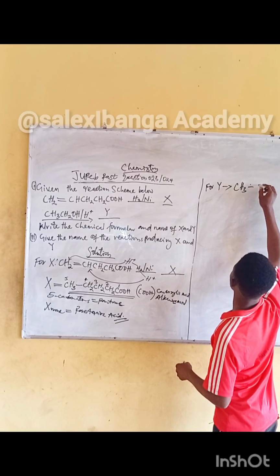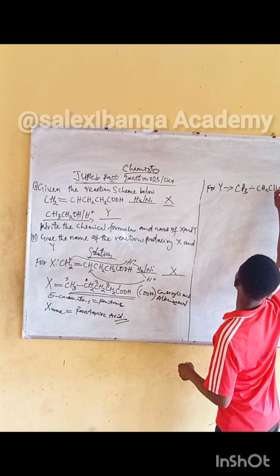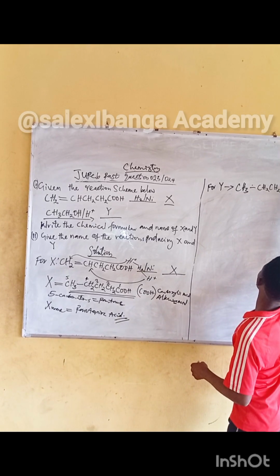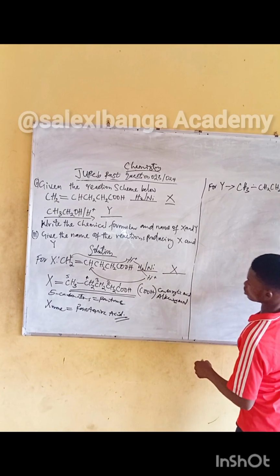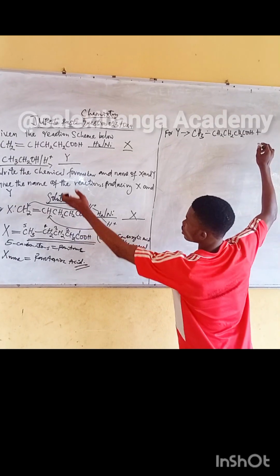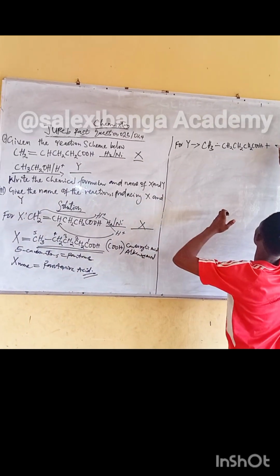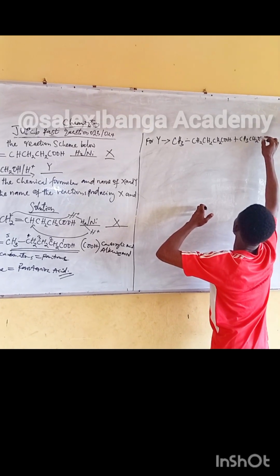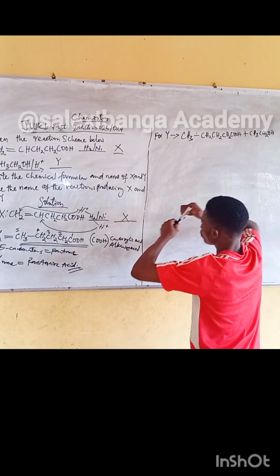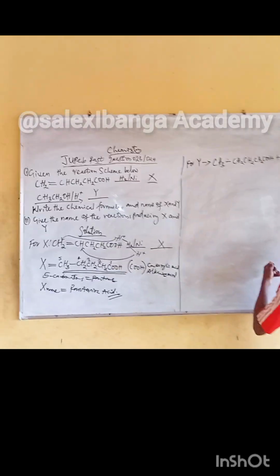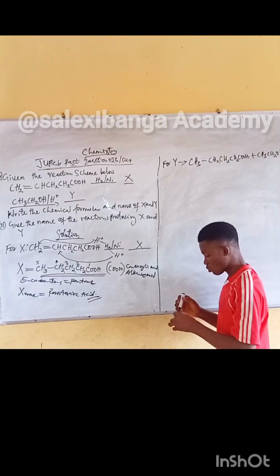CH3, single bond, CH2, COOH, plus. I can use plus or an arrow, they do the same thing. Plus CH3, CH2, OH. And we have to obtain Y.